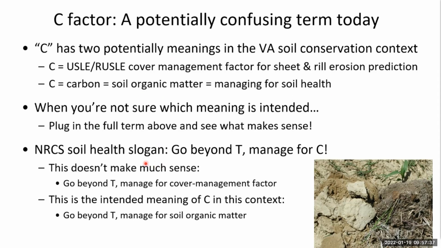In the previous lesson, I told you about the old NRCS soil health slogan, go beyond T, manage for C, right? Look to build soil health, don't just manage for tolerable losses. Let's eliminate erosion, let's go beyond. So what does C mean in that context? Well, if you plug in go beyond T, manage for cover management factor, that doesn't make sense. But if you put in go beyond T, manage for soil organic matter, that makes sense. So it is a little confusing, but just remember, go beyond T, manage for C means we're managing for regeneration.